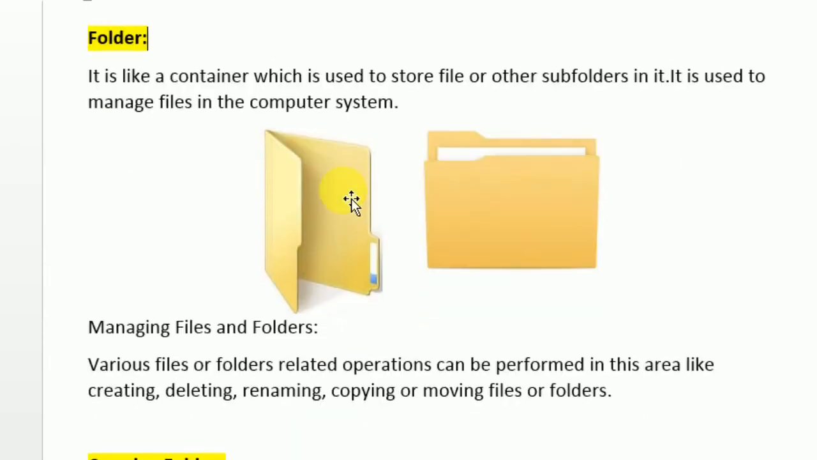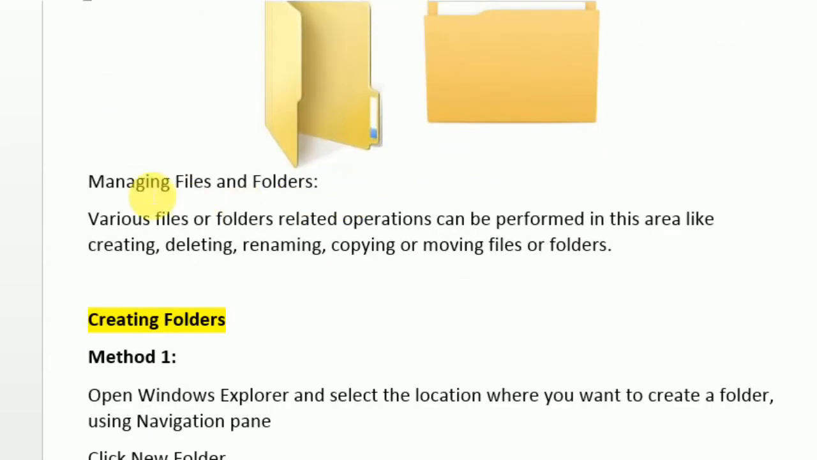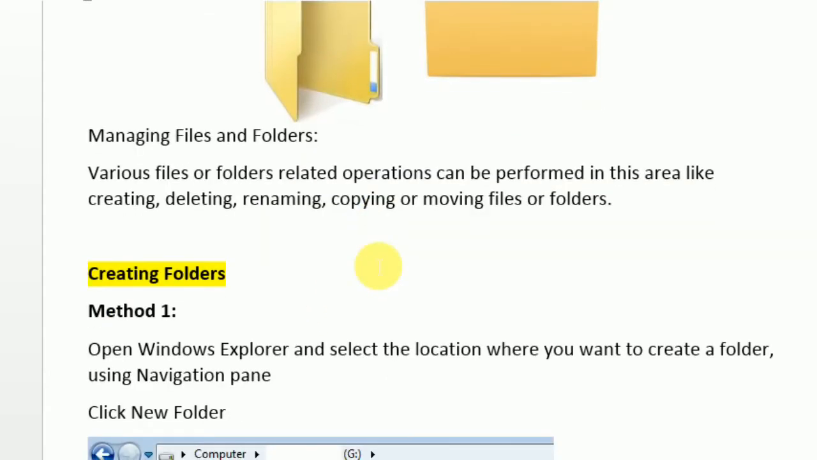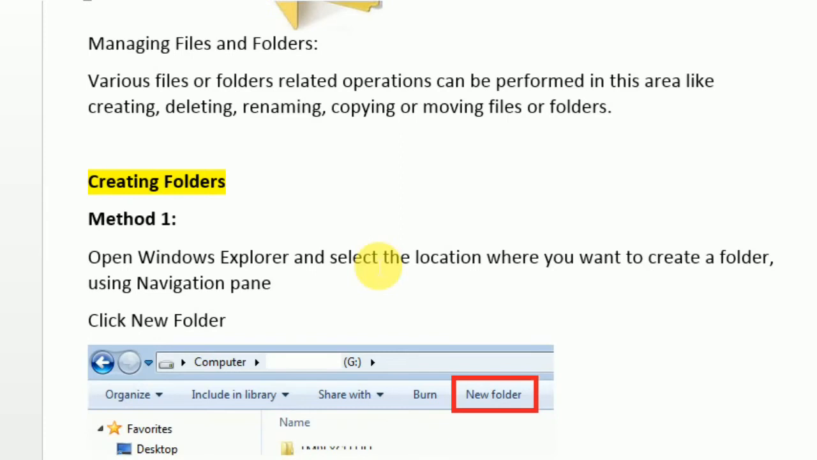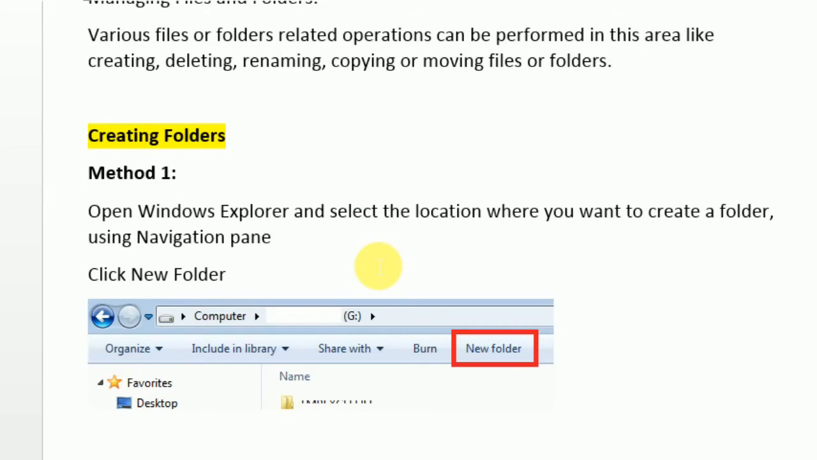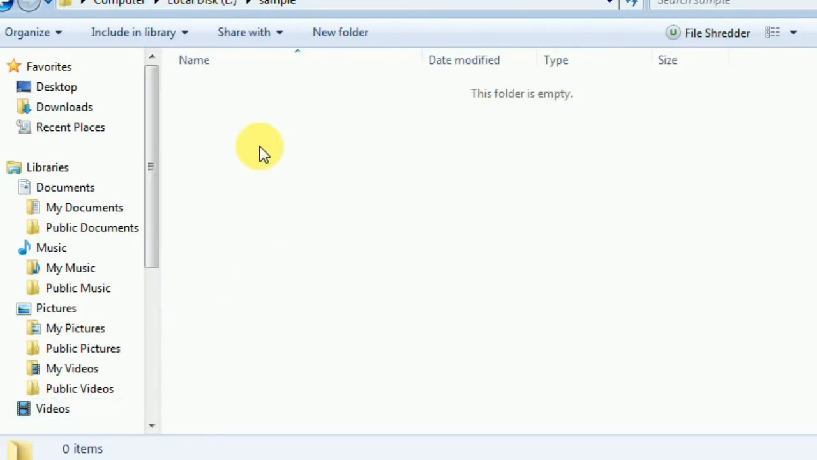So when we discuss files and folders, the first thing that comes up is managing files and folders. The first thing is how we are going to create a folder or a file. I'm going to show you how a folder is created and how many methods there are to create a folder. So let us go to My Computer, and I'm going to show you. I'm inside My Computer. The first method, if you go through the sheet, is from the taskbar ribbon, which we are going to select here from the top.